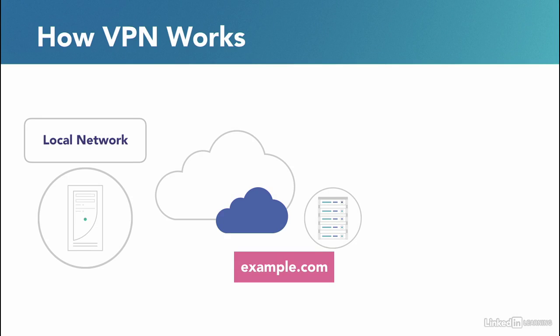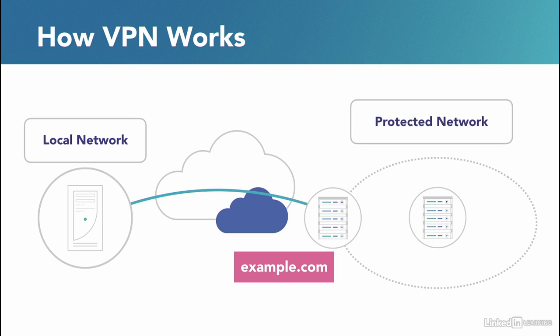IP networking allows information to flow between networks, crossing from your local network to intermediate networks to the publicly available resources on a destination network. This is how regular online activity, like browsing the web or checking your email, works. But if we need to access resources on a protected network where the hosts aren't exposed directly to the internet, we need a different approach.